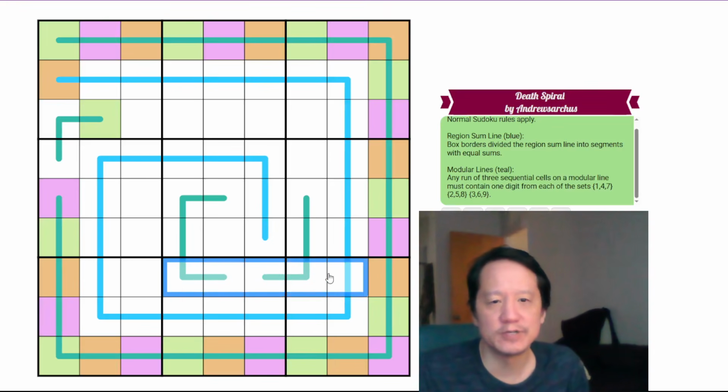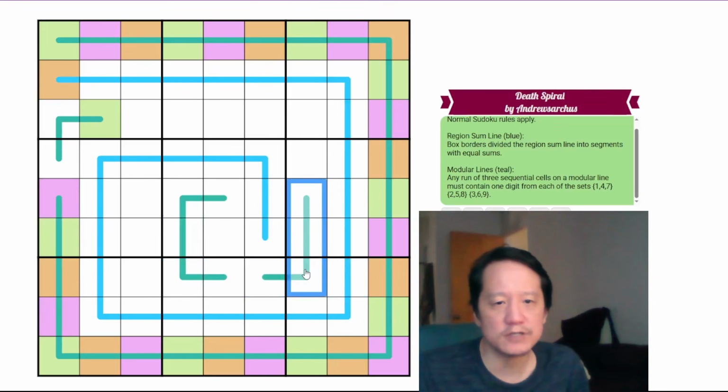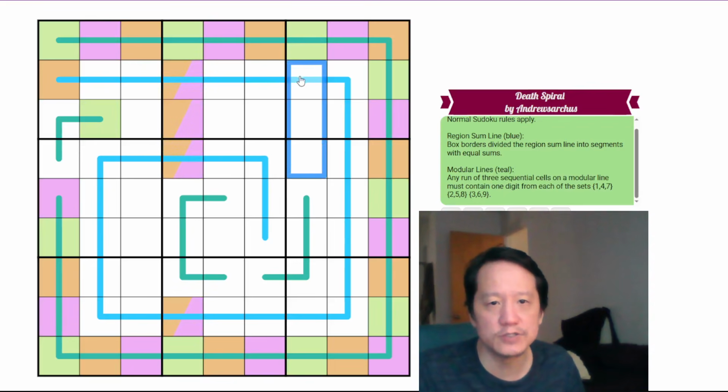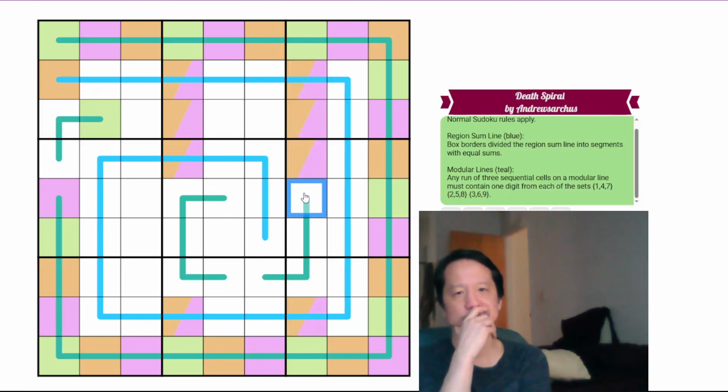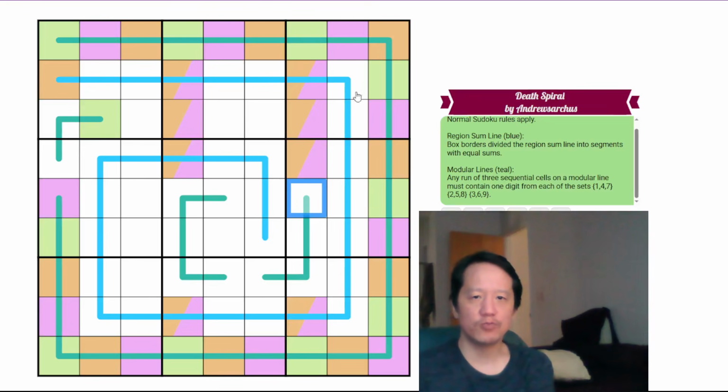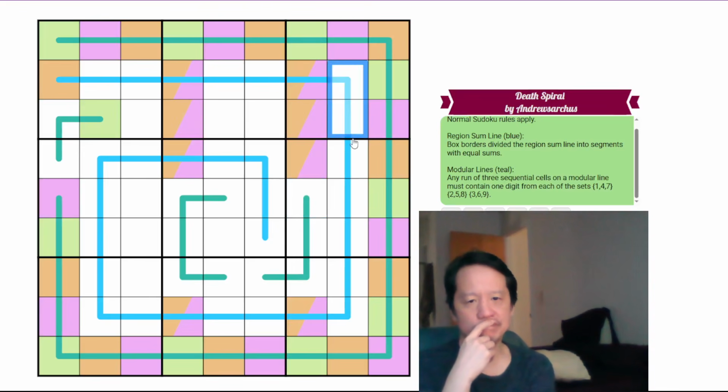Okay, we don't really have that much information. We do know one green is here, one green is here. The rest of the column cannot be green. So this is pink or orange here. This is pink or orange here. So we have one green here. What else do we have? We don't really have that much information.